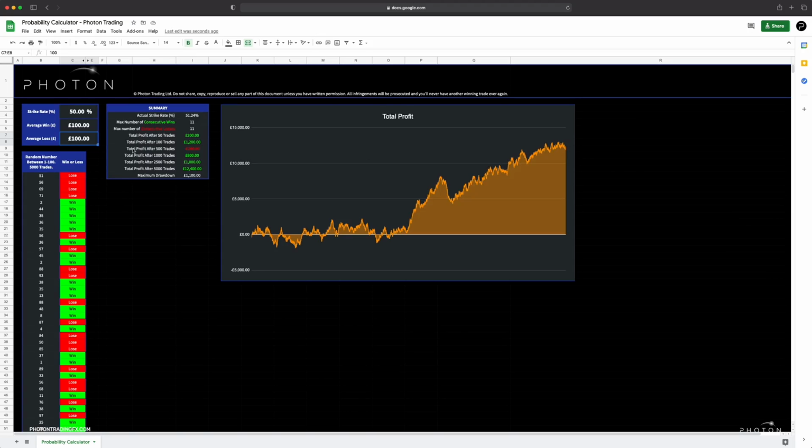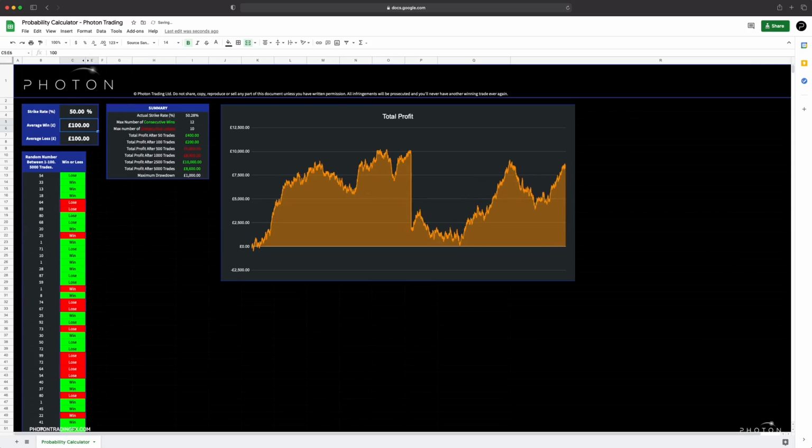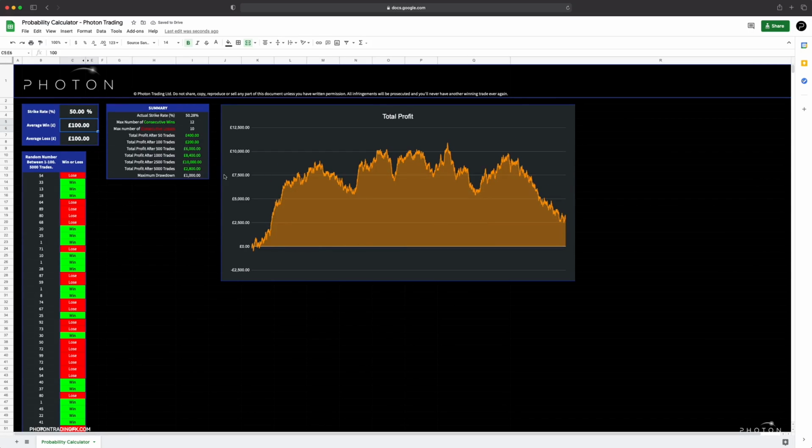Let's change this again, back to 50%, and see what we get. Imagine you literally have a 1-to-1 risk reward and no edge. Over time, it's going to break even. Look at this, at some point you're nearly over 10 grand, and then it comes all the way back down again. If we expanded this to another 10,000 trades, it's going to come back down eventually to £0.